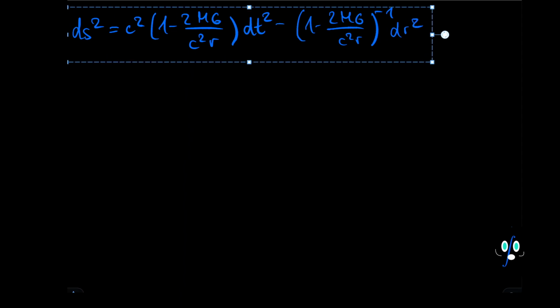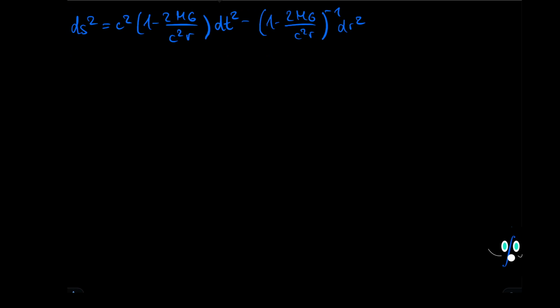Now I need to make this a little bit smaller because we're talking about spherical coordinates, so we are missing two coordinates in our four-dimensional space-time. We're missing r squared sine squared theta d phi squared minus r squared d theta squared.